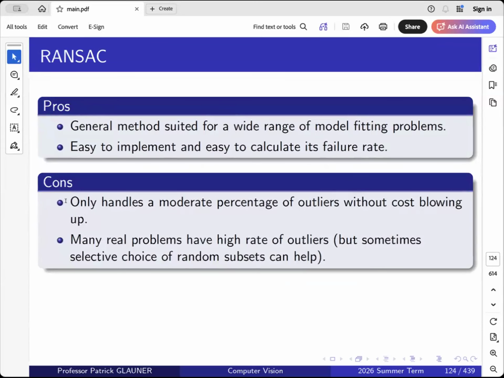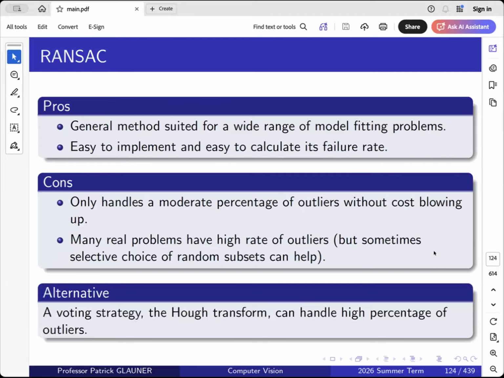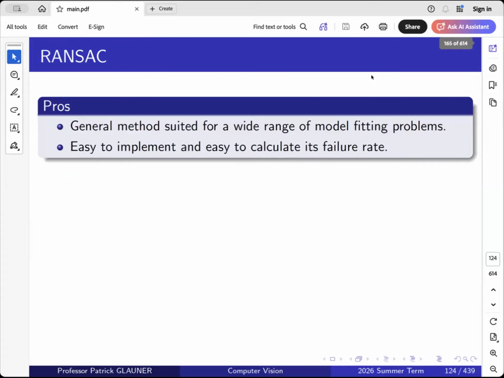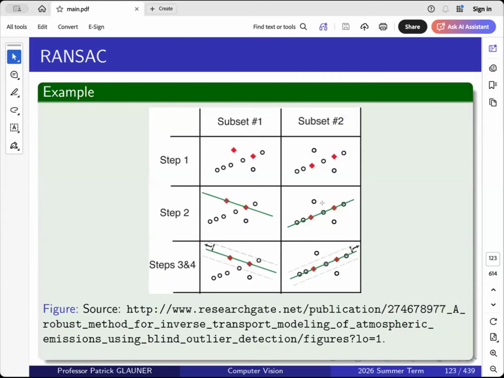It is generic, but it can only handle quite a moderate percent of outliers without the costs getting out of control. And many real-world problems, especially the ones that have a lot of noise, have a high rate of outliers. So RANSAC is cool, but we would probably need to try a lot of different seed groups until we ever get close to something. And if this data set is not just like 10 examples or something, but a lot more, like thousands or millions of examples, then this wouldn't really work.